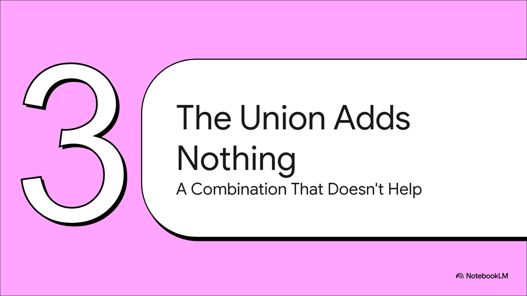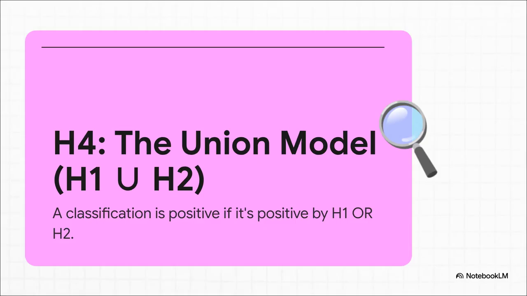Is this going to give us the superpower we need? So, say hello to model H4, the union model. The logic here is really simple. A point is considered positive if the line model or the circle model says it's positive. We're basically just taking all the possible solutions from both models and lumping them together.